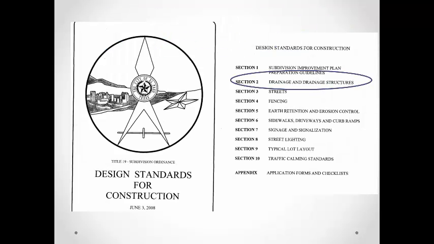So if you look at Design Standards for Construction, you will see drainage and drainage structures in section 2. Detention basins are included there, and it tells you what equation you will use. Here we have 200 acres or less, and if you have more than 200 acres, then you see a different section, 2.9, but it's basically what is in the manual.